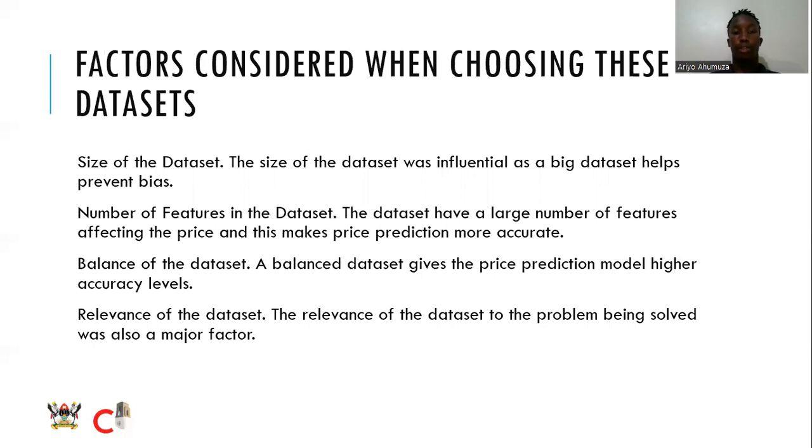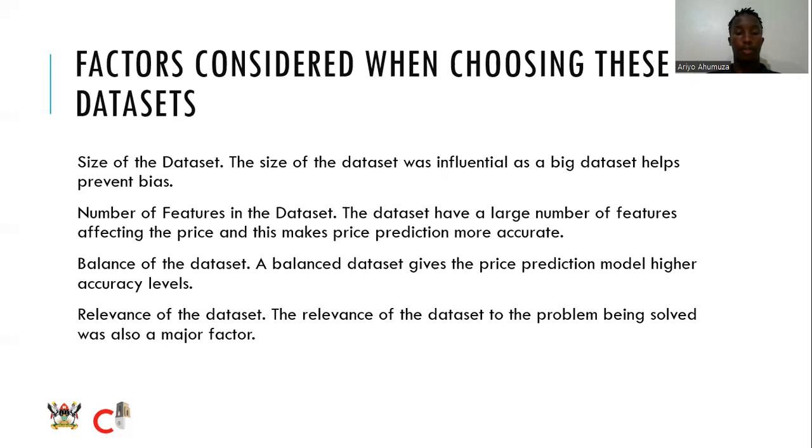Factors which I considered when choosing this dataset. The size of the dataset was key, as this dataset has data from 2005 to 2009, and it reduces the space for bias when trying to predict pricing of housing and land. Number of features in the dataset. This dataset had a large number of features that were affecting the price of housing and land. Some features include area, land shape, etc.